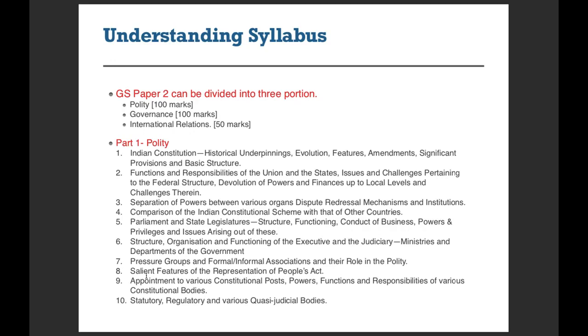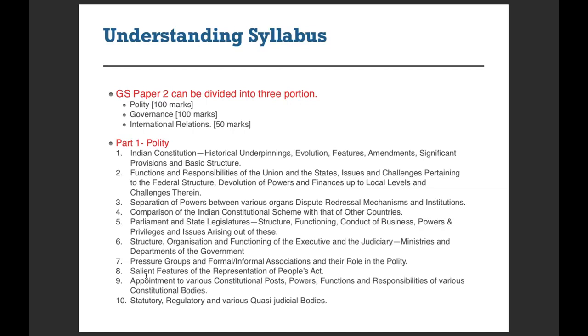Then comes the salient features of the Representation of the People Act. It is very crucial because we, as bureaucrats, are entrusted to perform election duties. The Election Commission of India has a very crucial role in conducting free and fair elections, and for that purpose various questions have been asked with respect to the Representation of the People Acts: how nominations are done, what the different mechanisms are by which a member can be disqualified, and issues like EVM issues, and all those things are generally asked in that portion.